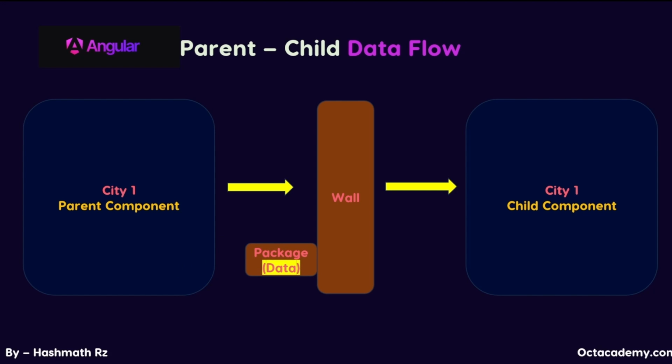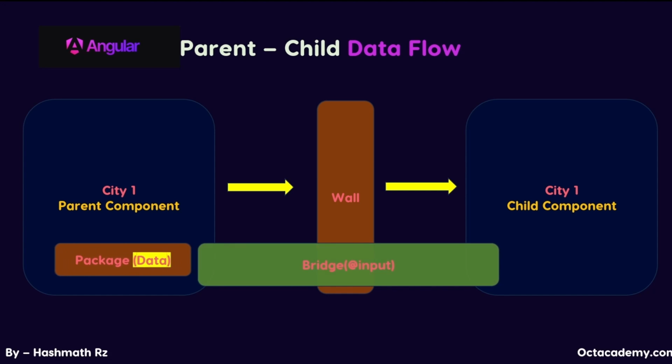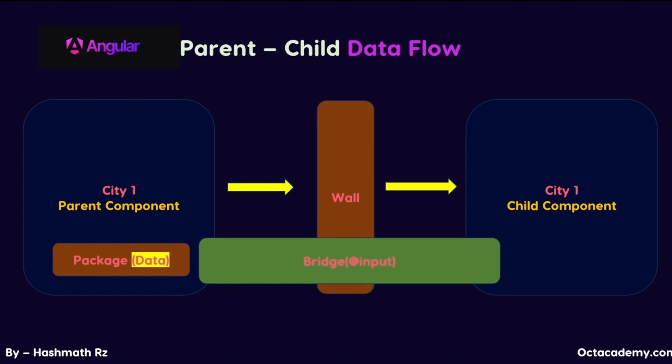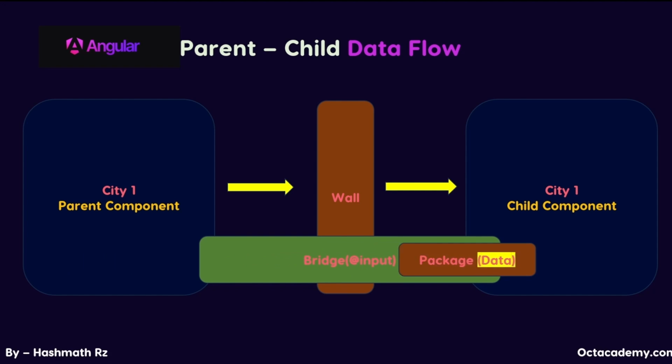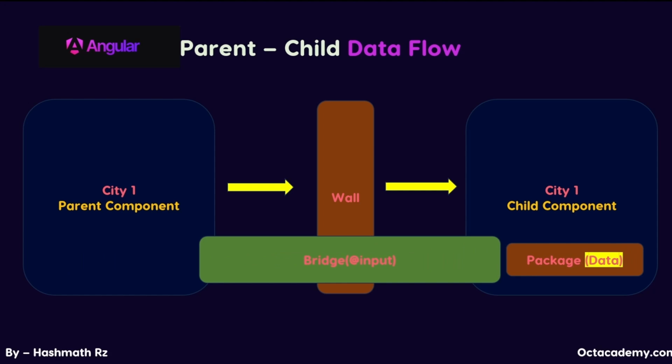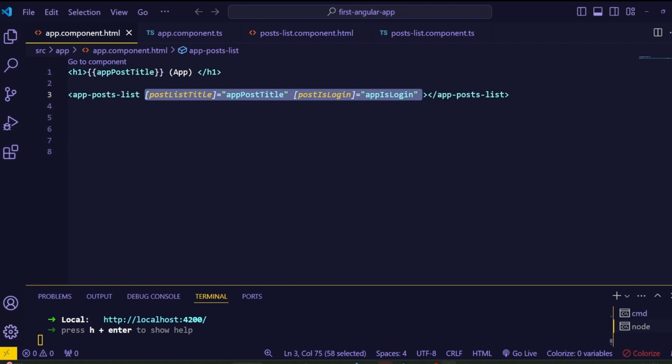To overcome this barrier, we need to create a bridge that allows the package to pass through, and that's exactly what the input decorator does. So it creates a bridge between the parent and child components, allowing the data to flow from the parent to child. Wait, let's see another way to explain this.